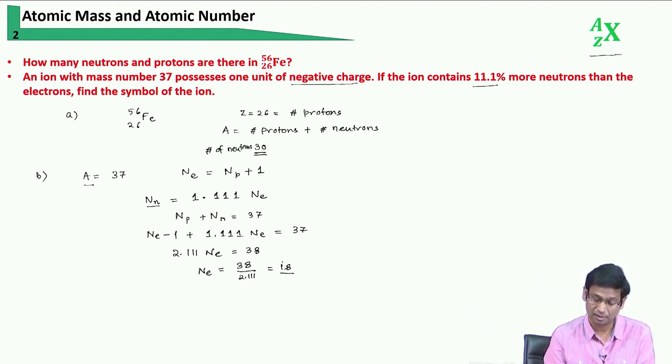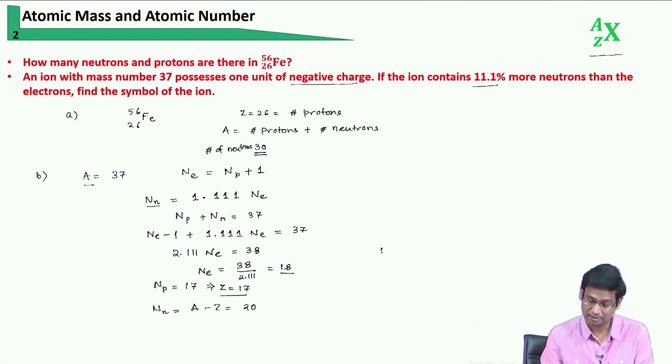So, what is the number of protons? The number of protons is 1 less than the number of electrons. So, the number of protons is 17, and if the number of protons is 17, that means Z is 17, and Z 17 means we know that this is chlorine, the species is chlorine. And what is the number of neutrons? The number of neutrons is A minus Z, which is equivalent to 20.